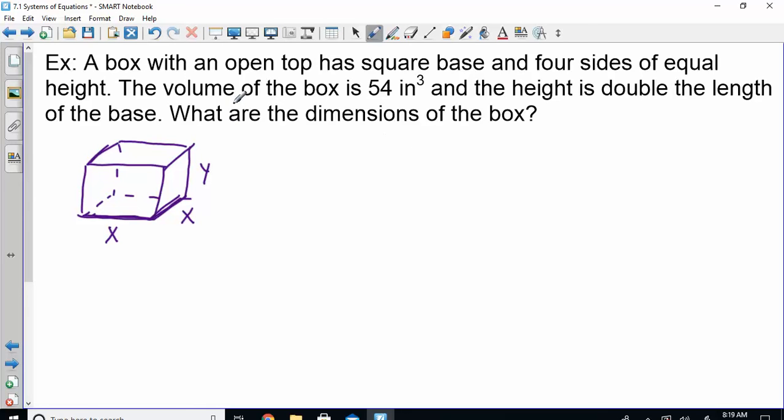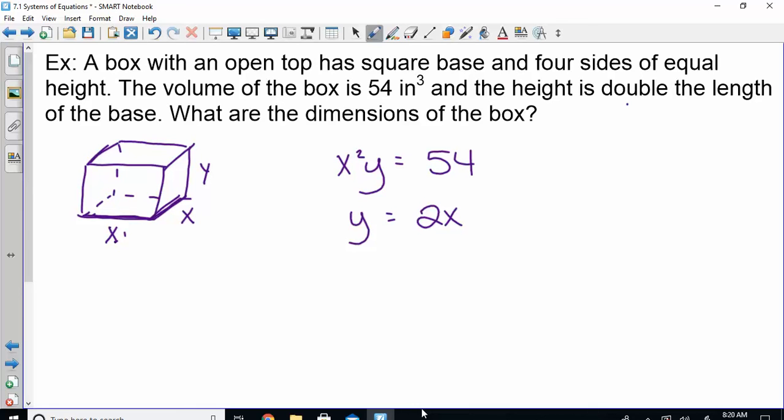Then it says the volume. How do you find volume? So length times width times height. So x times x times y would be x squared y. Is means equals 54. And the height was y, is means equals double the length of the base. What would that be? Not times 2 times x. So if I had said triple, it would be 3x. Double is 2x.